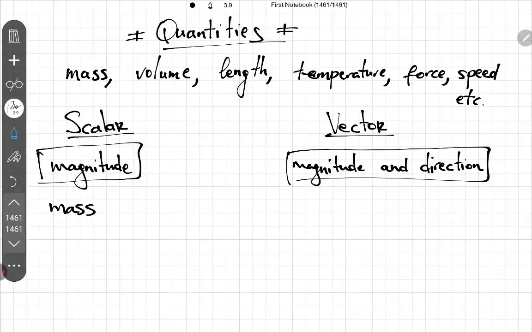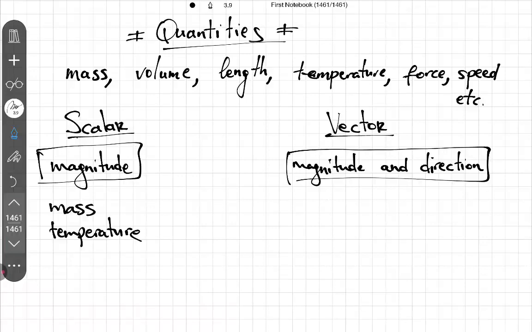And temperature, what's the temperature of the weather today? You say, for example, it is 20 degrees Celsius. So that's enough. There is no direction while you are talking about the temperature of anything. So temperature is also a scalar quantity.